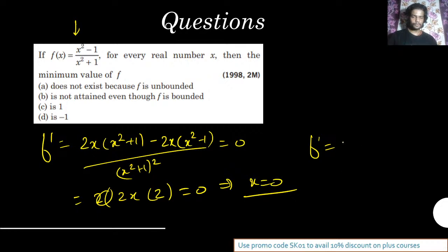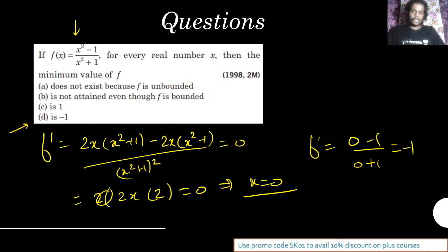It would be 0 minus 1 upon 0 plus 1. So the answer is fairly simple, minus 1. Okay, we have gotten minus 1 in a pretty straightforward fashion. But what if I tell you to calculate the maximum value of this function? Now you might think for a while, how can I calculate the maximum value?